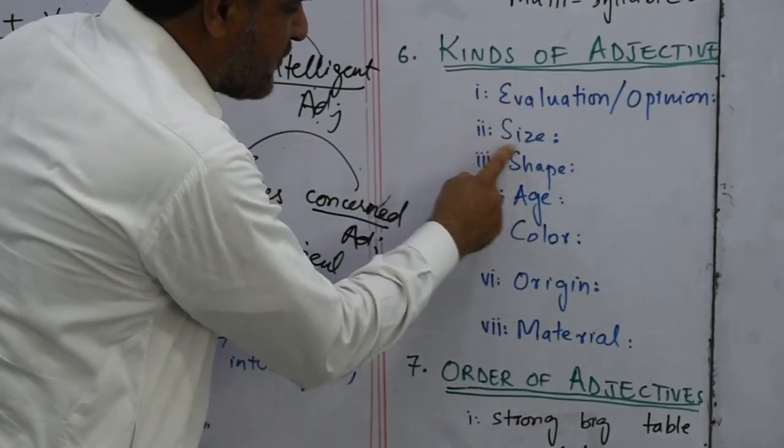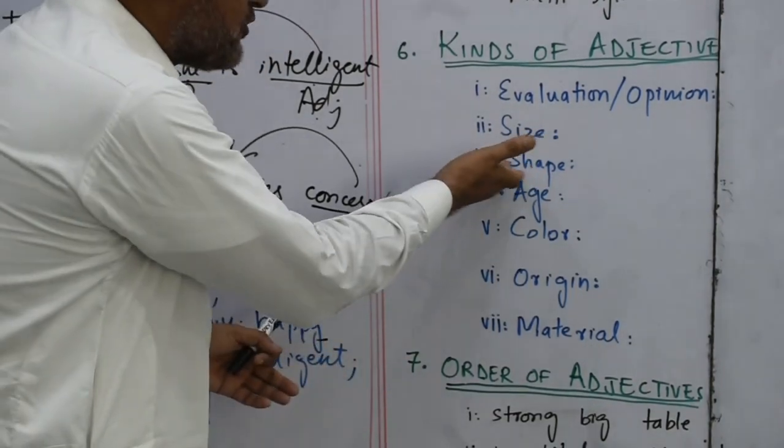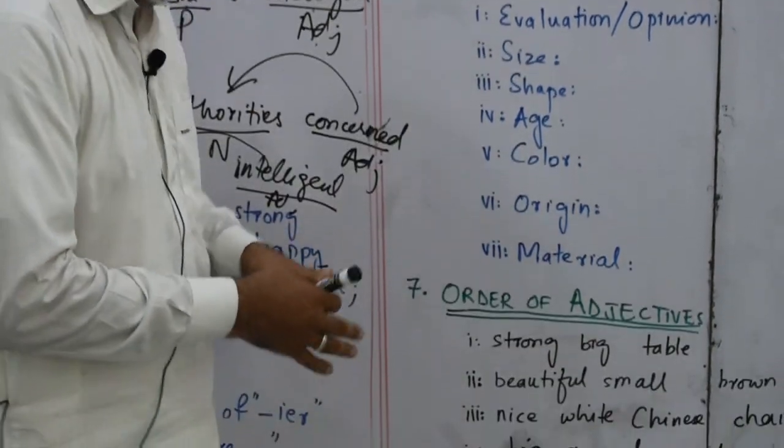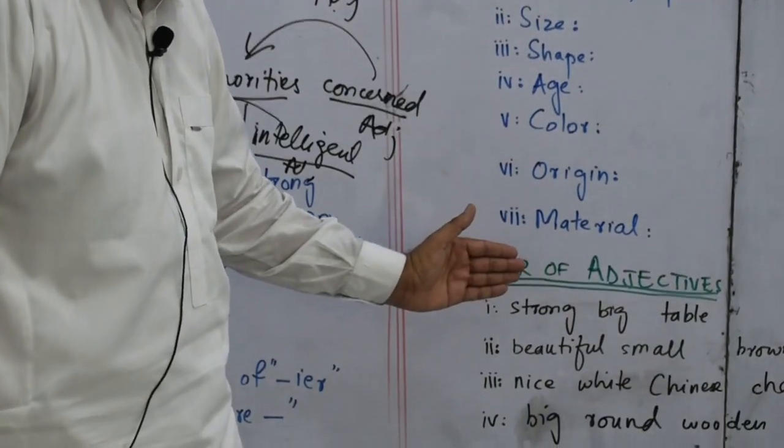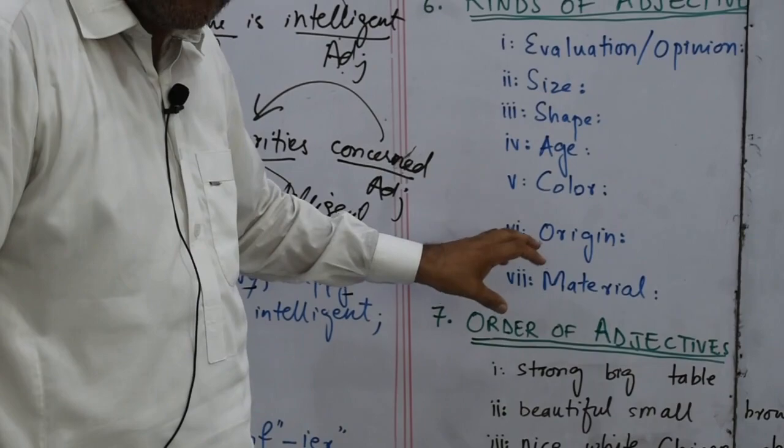First this one, then this one, then this one. So see, even if there are no adjectives of shape in the middle, no problem at all. But the sequence should be the same. Follow the sequence all the time, even if all of them are not used together.